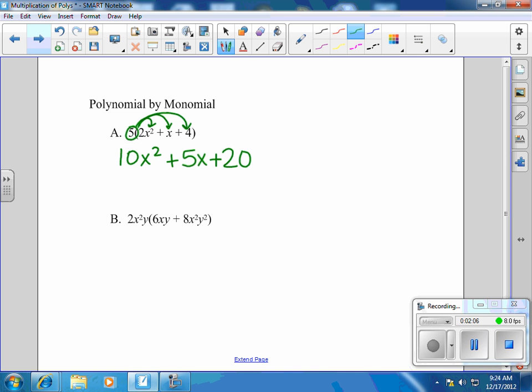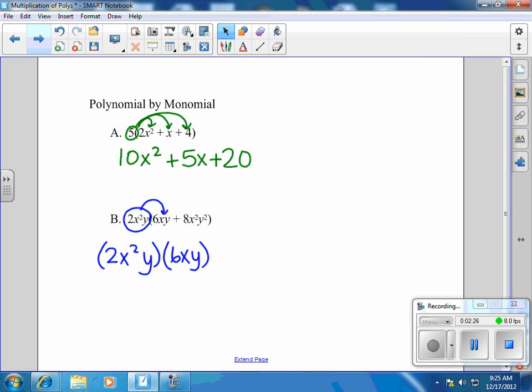We've done ones like that before, but we haven't done ones like b before. But the same concepts apply to this one. I want to take what's on the outside here and multiply it to each one of these terms. So I have 2x squared y that I need to multiply by 6xy. And then I also need to multiply 2x squared y by 8x squared xy.